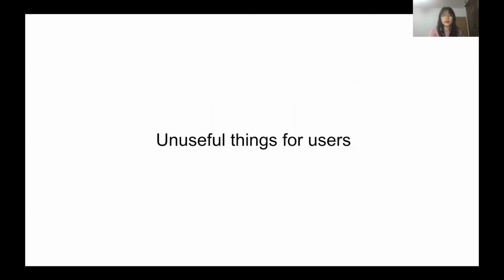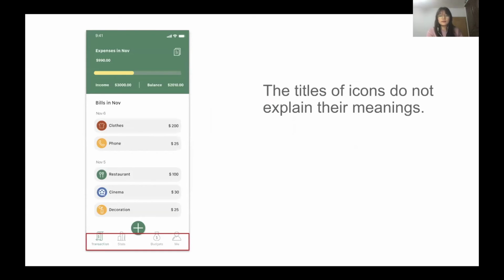But we also have some unuseful things. For example, the titles of icons like stats and budgets do not explain their meanings. For the user we invited, English is her second language. So when we asked her to check where the money goes, she looked through all these functions and then clicked the budgets. We felt so surprised about it.